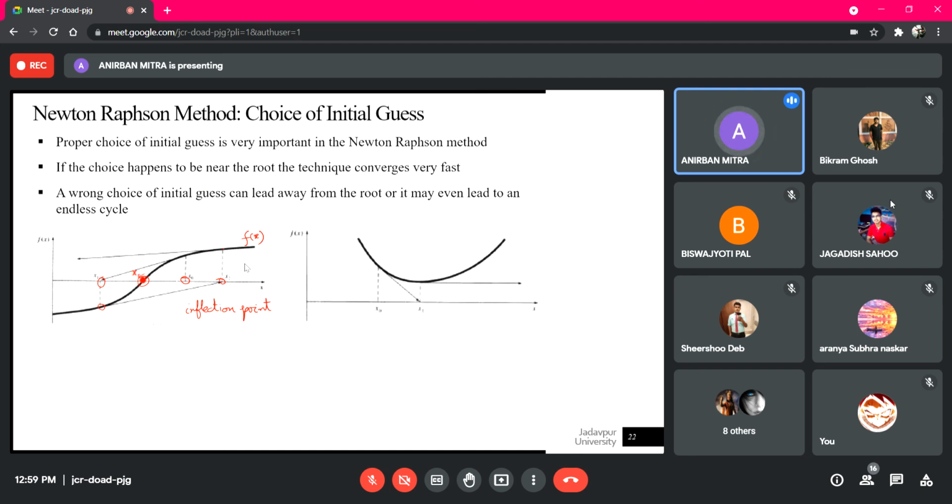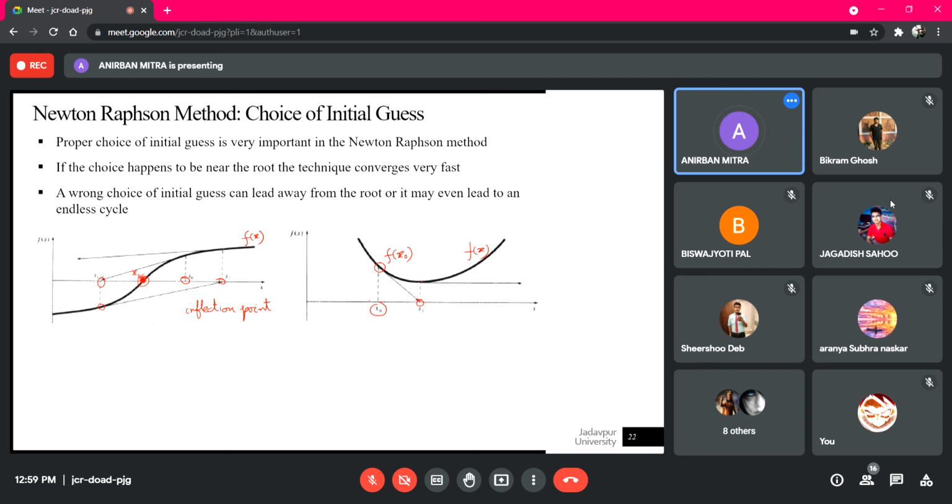Next, consider this case. We have a curve like this. This is f of x. This is x0, a reasonable approximate guess. This is f of x0. This is x1. From here it comes here. And then see what happens. The tangent becomes almost parallel to the x-axis. So the next guess that you will get is going to be a huge number, or it approaches positive infinity. Why does it happen?